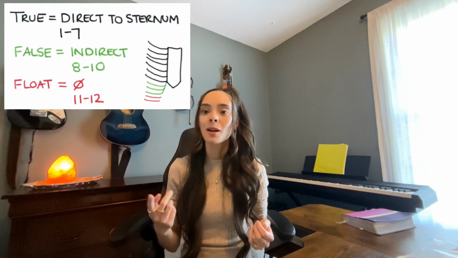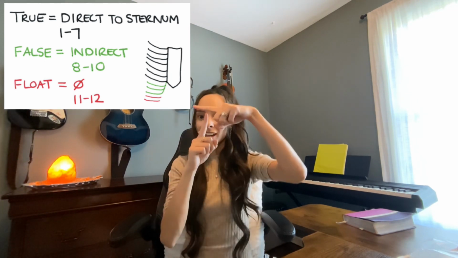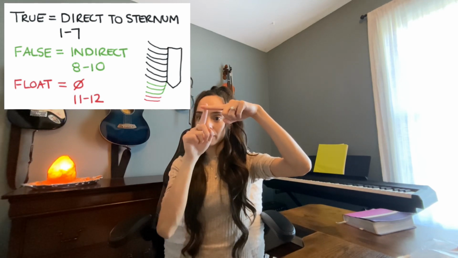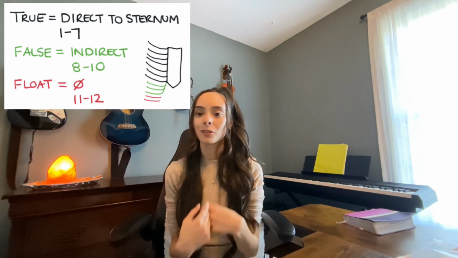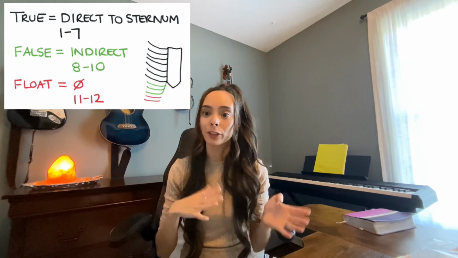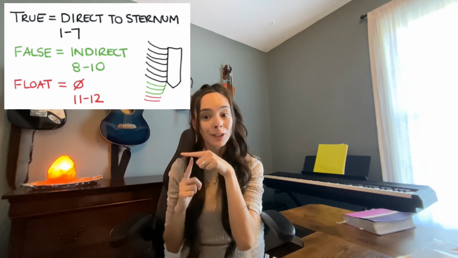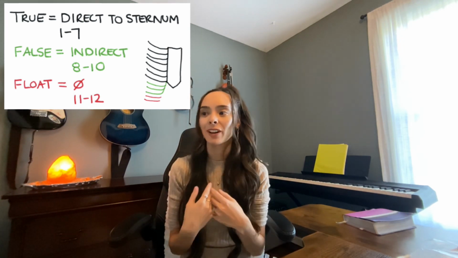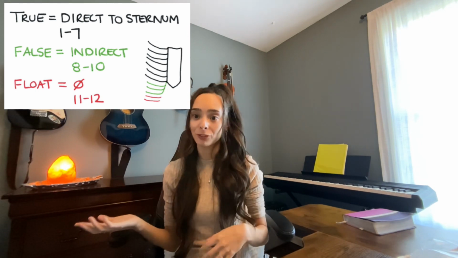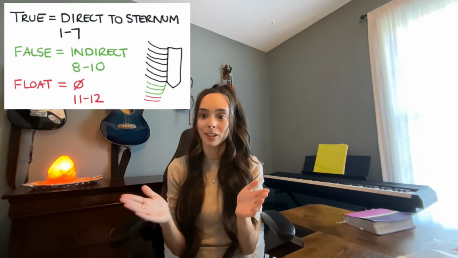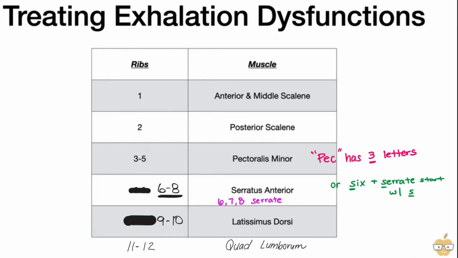and the way that I remember this, I don't know if it works for anyone else, but a 7, to me, just kind of looks like a T, except someone erased half of the T. So that's how I always remember that 1 through 7 are T for true. And if I can remember that, and I remember 11 and 12 are floating, the ones in between have to be your false ribs, which are 8 through 10.